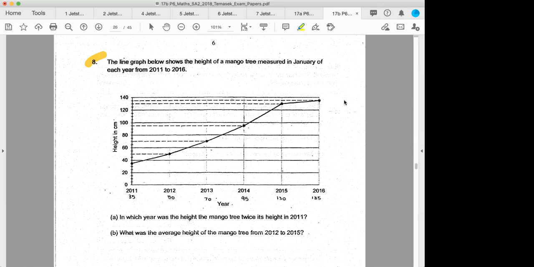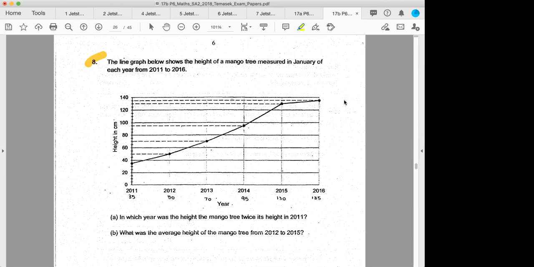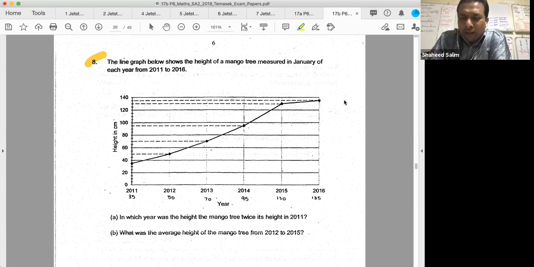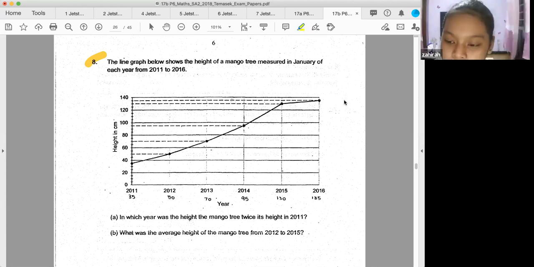Sir, my answer for A is 2013. Okay. And for B is 86.25. Congratulations to Ms. Zahira on getting both answers correct. What about Raihana?